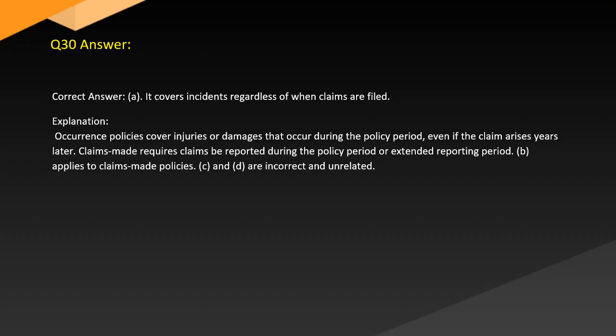Answer. Correct answer: A. It covers incidents regardless of when claims are filed. Explanation. Occurrence policies cover injuries or damages that occur during the policy period, even if the claim arises years later. Claims-made requires claims be reported during the policy period or extended reporting period. B applies to claims-made policies. C and D are incorrect and unrelated.